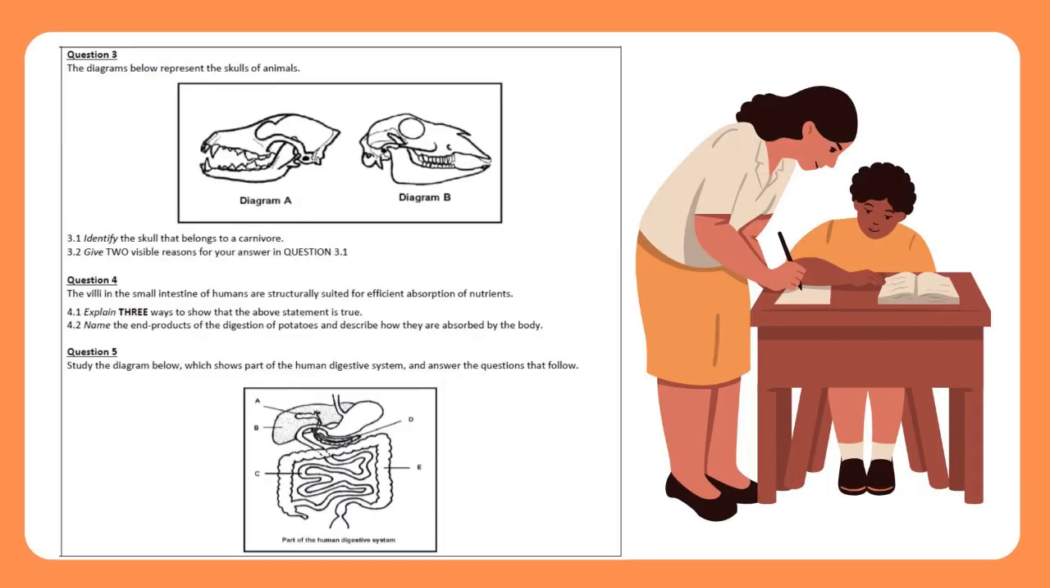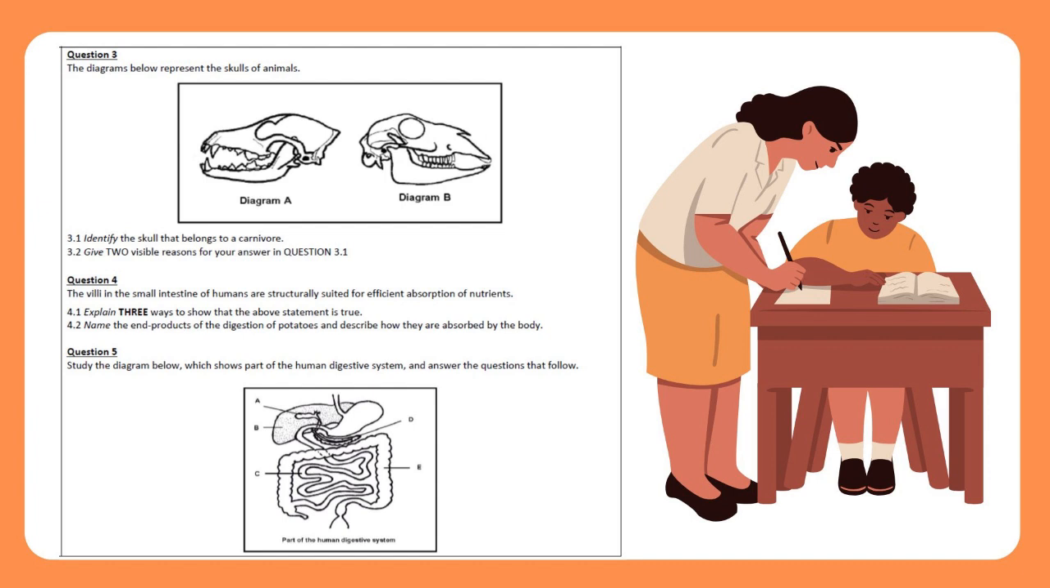Question 3. The diagrams below represent the skulls of animals. 3.1 Identify the skull that belongs to a carnivore. 3.2 Give 2 visible reasons for your answer in question 3.1. Question 4. The villi in the small intestine of humans are structurally suited for efficient absorption of nutrients. 4.1 Explain 3 ways to show that the above statement is true. 4.2 Name the end products of the digestion of potatoes and describe how they are absorbed by the body.